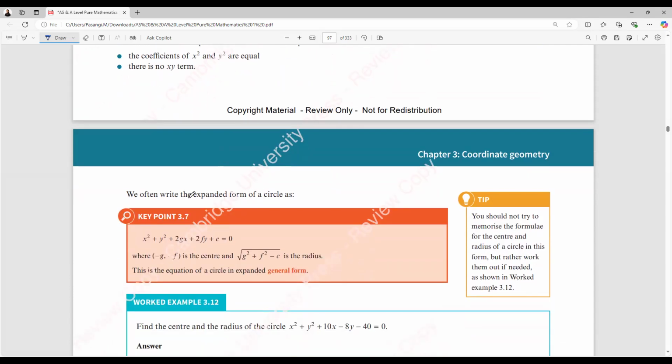So then we often write the expanded form of a circle as x squared plus y squared plus 2gx plus 2fy plus c equals 0. Then the radius r is the square root of g squared plus f squared minus c, which we normally consider as the radius of the given circle. Now, this form is the general form. Earlier, what we had was the completed square form. These are the two forms we have learned so far. Okay?